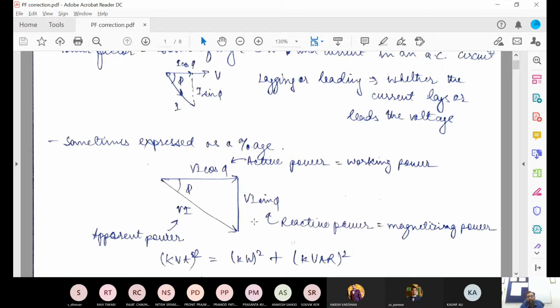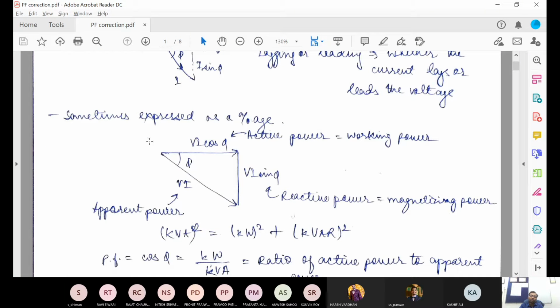So even if you have a transformer, or a synchronous generator, or any of these electromagnetic machines, this reactive power, the magnetizing component of the current which is drawn for setting up the magnetic field, will correspond to this reactive power and the magnetizing power.